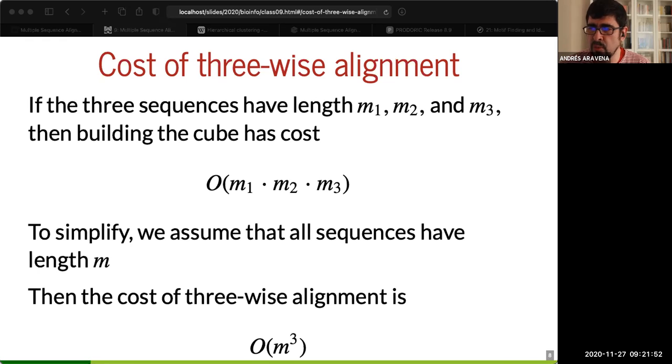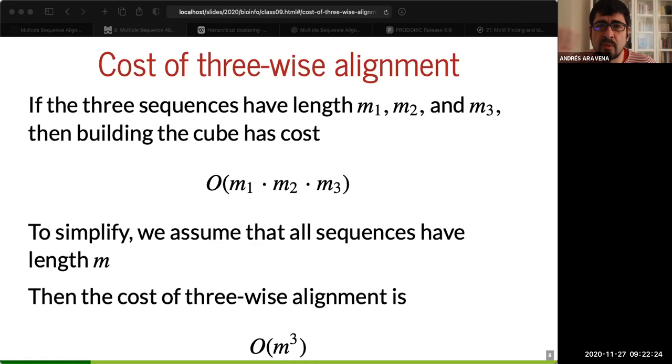So I put a subindex now. M is in general the length. M1 is the length of the first, M2 the length of the second. And to fill this thing is essentially asking what is the volume of this. And the volume will be the length of one side, the length of the other, and the multiplication of these three things.